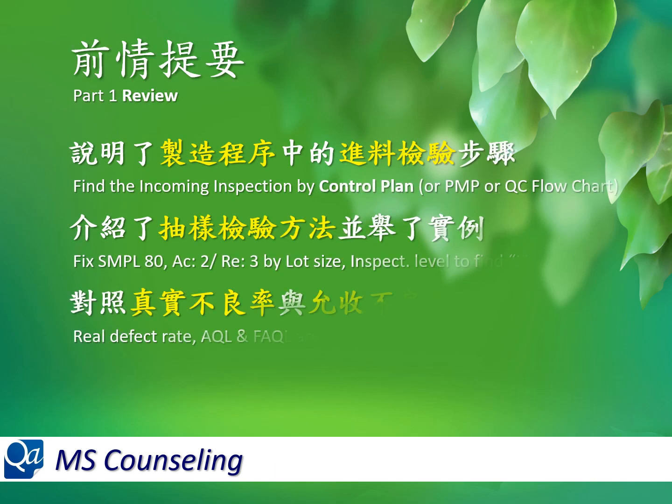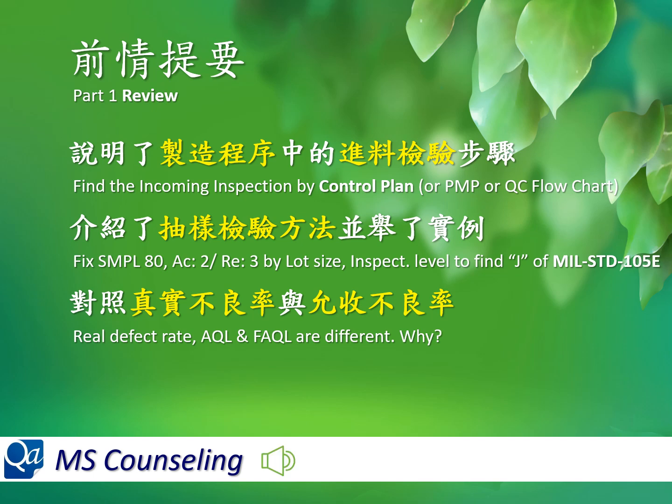Before we get into the next topic, let's review what we explained in the previous episode. In the previous one, we explained incoming material inspection in the manufacturing process, introduced the sampling inspection method and gave examples. The sampling inspection result of the case was acceptable, but in fact, after the materials were put into production, it was found that the defective rate of this batch reached 1.5%. According to the acceptance criteria, it should have been rejected if it exceeded 1.0%, but it was accepted. Let's review that.